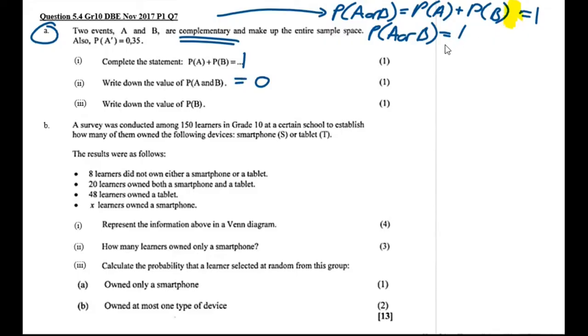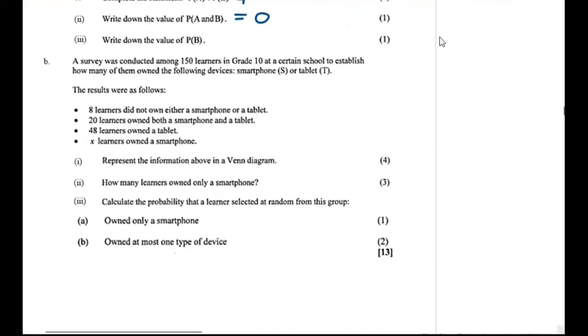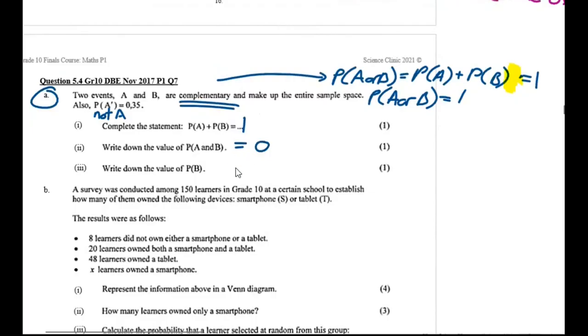Lastly, let's see if you guys can do this in one step. Write down the value of the probability of B. Remember, complementary means they are opposites of each other. So they've given you not A, but B would be the same as not A. Yes, brilliant. Straight away, that's going to be 0.35.